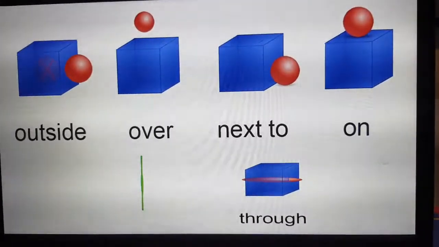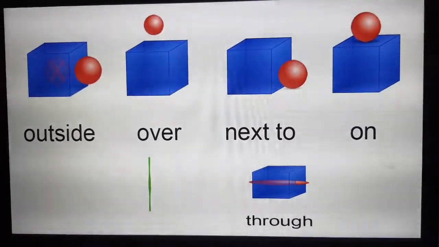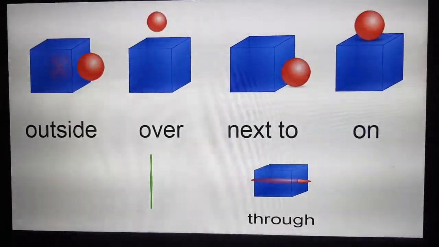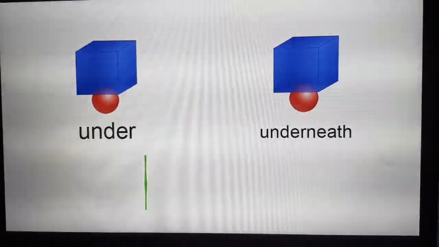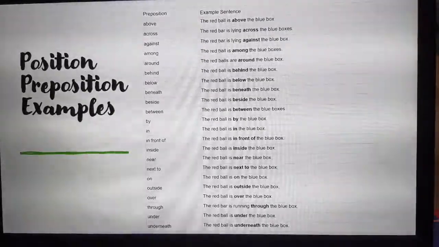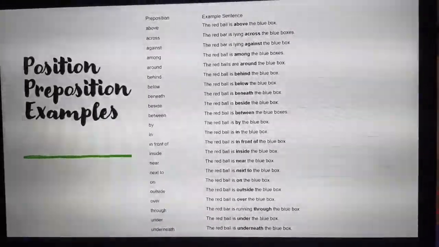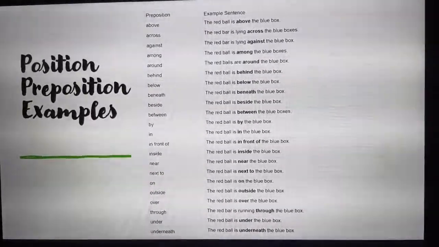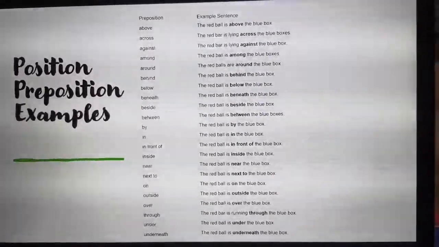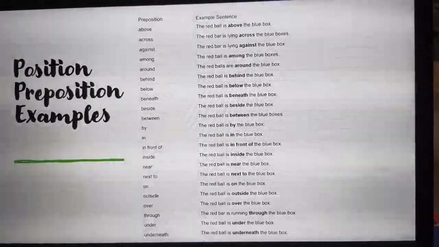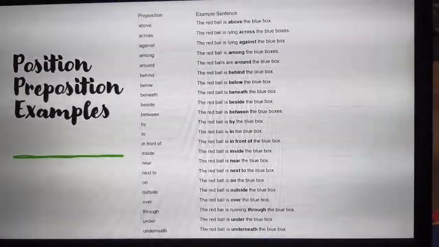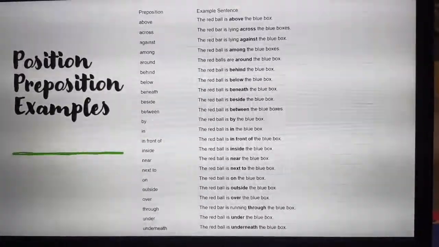Outside, over, next to, on, through. So from one end to the other end, you can see the red ball through the blue box. Under and underneath. Okay. Now try to understand the prepositions. Here you can see what they are. Above, the red ball is above the blue box. Across, the red bar is lying across the blue boxes. Against, the red bar is lying against the blue boxes. So if you read it, you will understand the picture better, and this would surely make you understand the prepositions clearly, right?